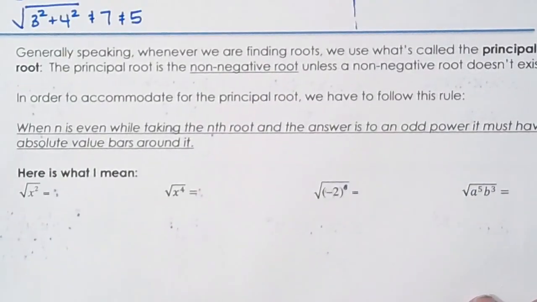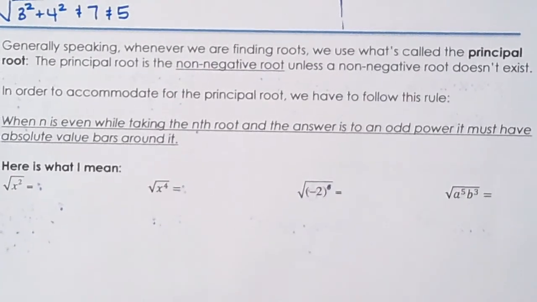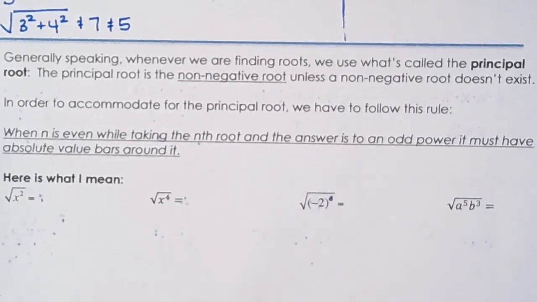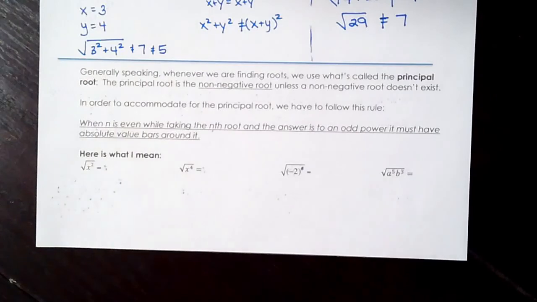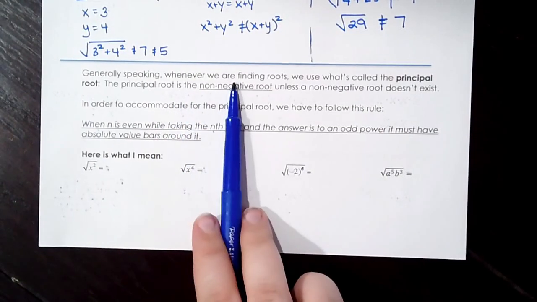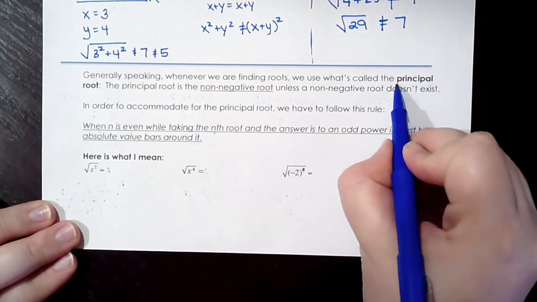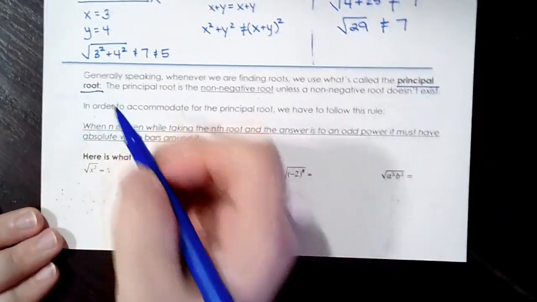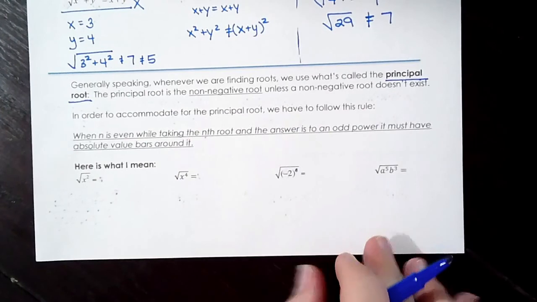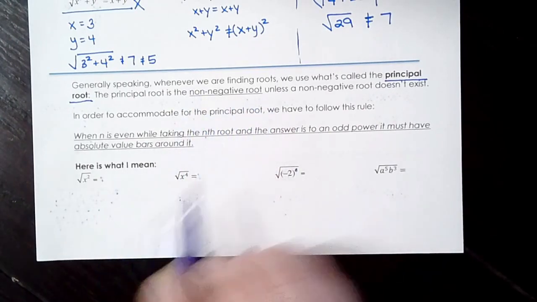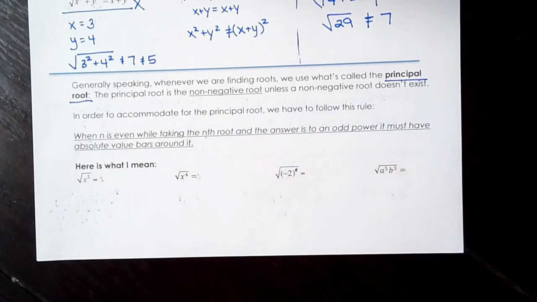Last things last. This is what I was talking about when I said earlier I wasn't going to deal with the plus or minus until the end of the video. It's because generally speaking, when we are finding roots, we use what is called the principal root. This is important to remember, principal root. It is the non-negative root unless a non-negative root doesn't exist.